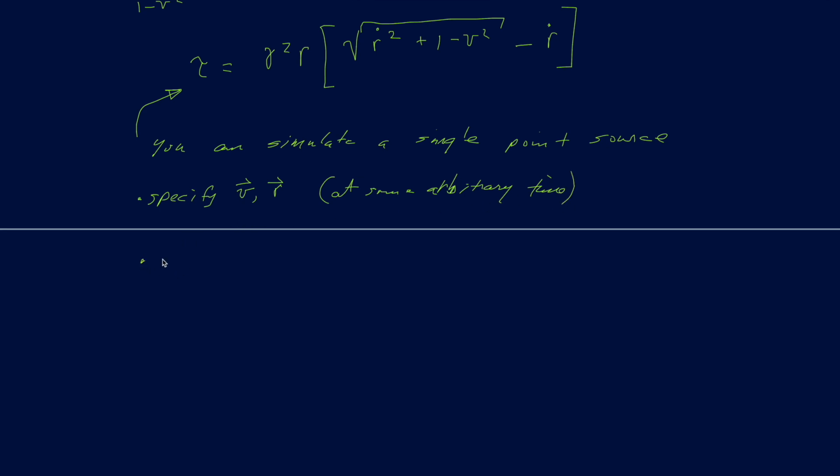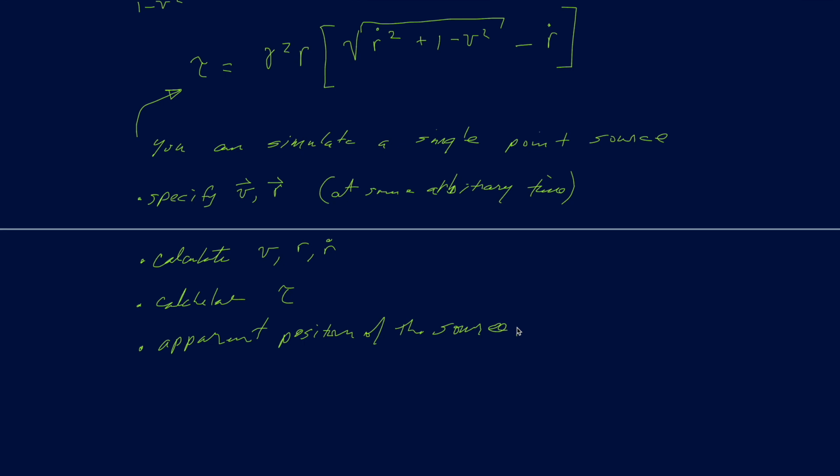From there, you can calculate V, R, and R dot. And once you do that, you can calculate tau from this equation, and from that, you can get the apparent position of the source. So that is what you can do.